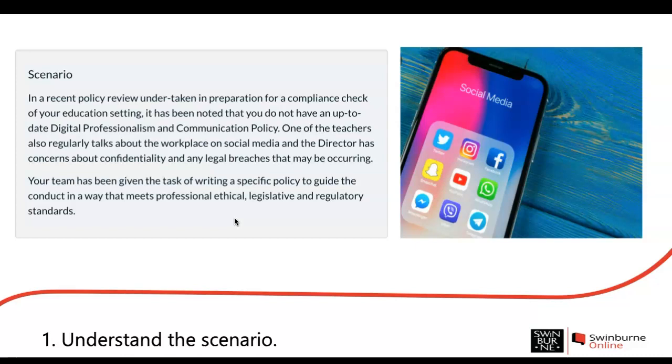So I guess part one, understand that there is a scenario, understand that all our focus centers around digital professionalism and communication and the sort of ethical dilemmas that can happen sometimes with social media, use of social media, and I guess strongly around privacy and confidentiality of the children, of staff members, and of I guess everybody involved, all sort of stakeholders as well.